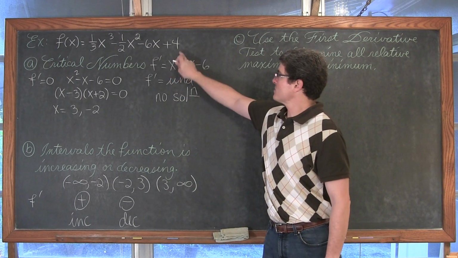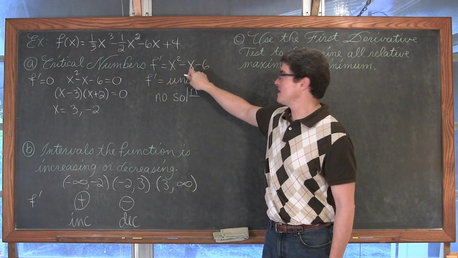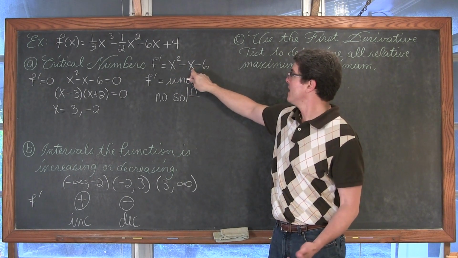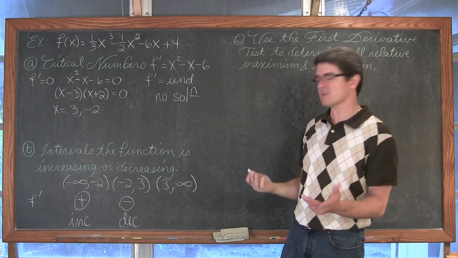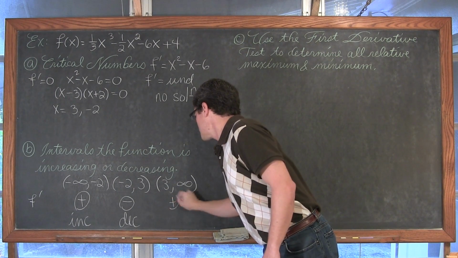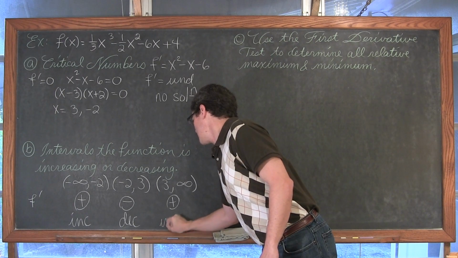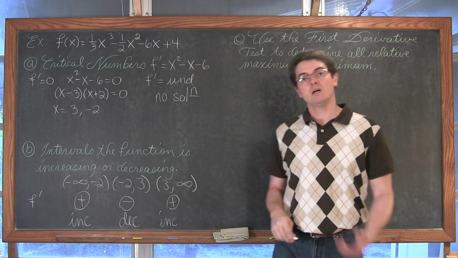4. Okay, 4 squared is 16. 16 minus 4 is 12. And 12 minus 6 is 6. I don't really care that I know that it's 6. All I really care about, again, is that I know it's positive. So the graph is once again increasing. All right.